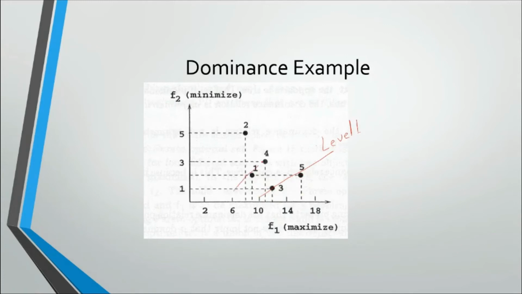And here, if we draw a line, this can be a level 2, because if this particular set of solutions were not there, then this set of solutions, this 1 and 4, will be forming the Pareto front. So that is the case with the dominance.